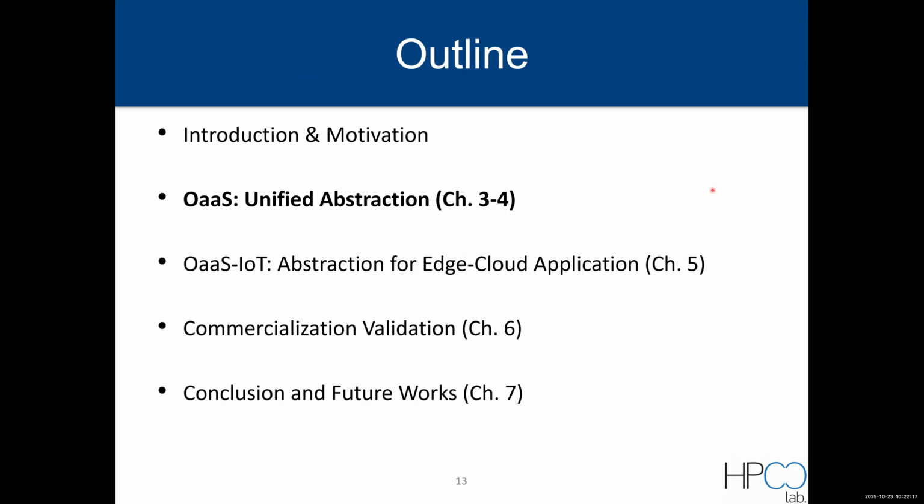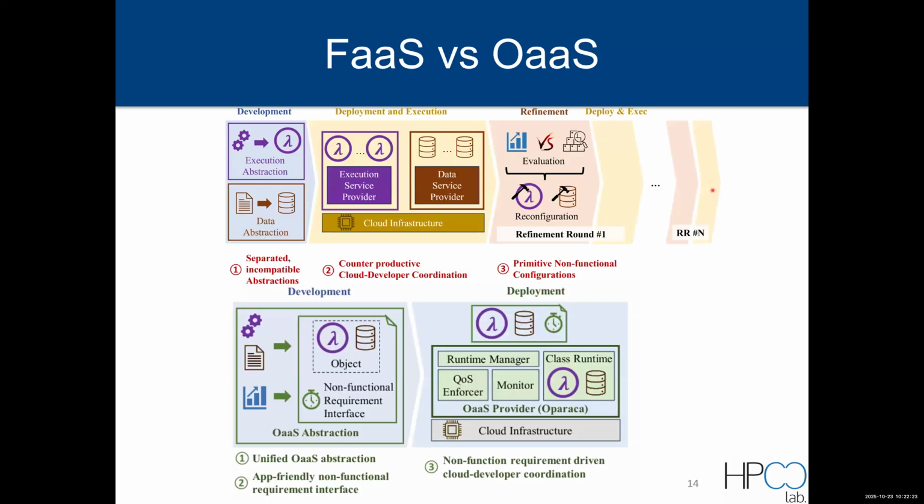So let's start with the first paradigm, the OS paradigm that we are talking about. Let's compare FaaS and OS. We have three main challenges here. First of all, separating state and data: the computation and the data are separate. So now we want to abstract everything into a single unified platform. The parameters for fine tuning performance are primitive in FaaS. But in OS, we want them to be high level, like how much throughput the user wants. So now it's tied to the application and the user gets what they want.